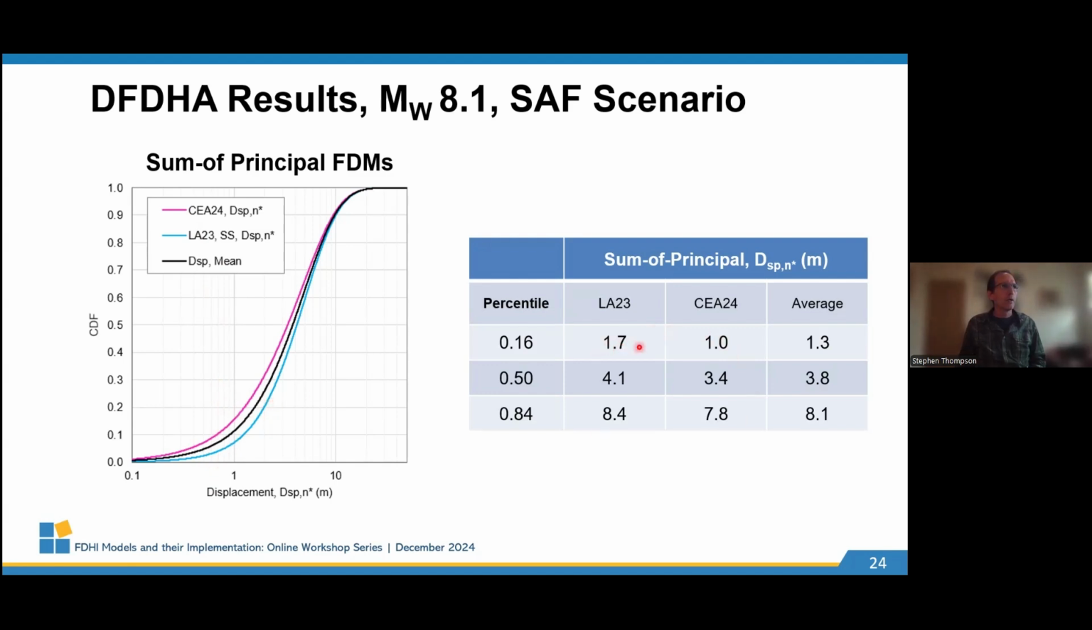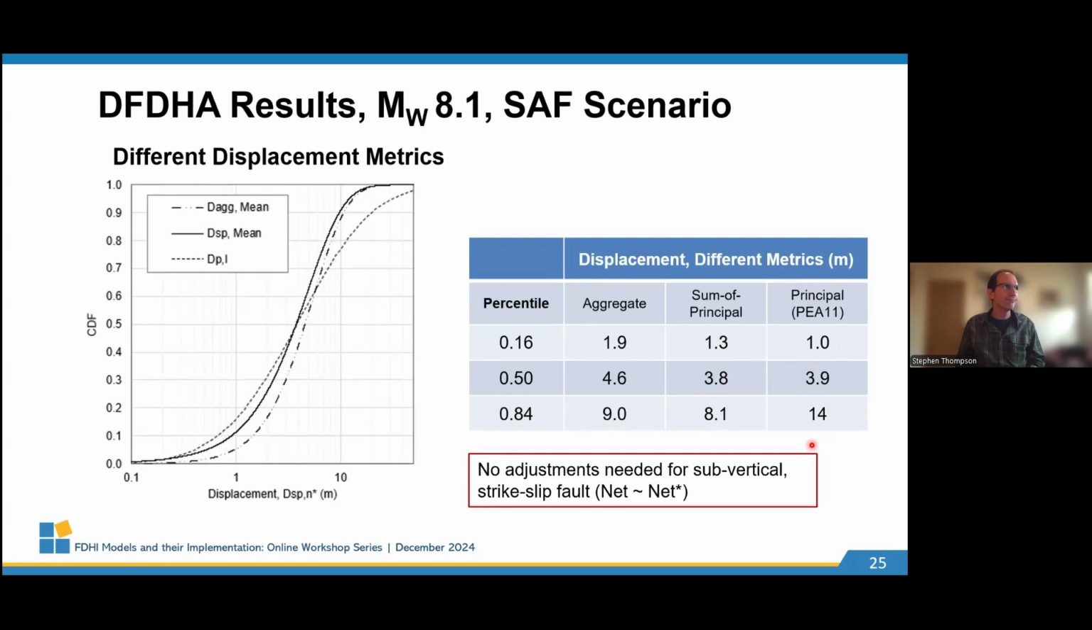And we can see that at the 16th percentile, there's a bigger difference. We get closer at the 50th, and at the 84th percentile, we're fairly close. The 50th percentile average between the two is about 3.8 meters. At the 84th percentile, we're at about 8 meters. This is a significant improvement over the earlier Petersen or the Wells and Coppersmith 84th percentile numbers.